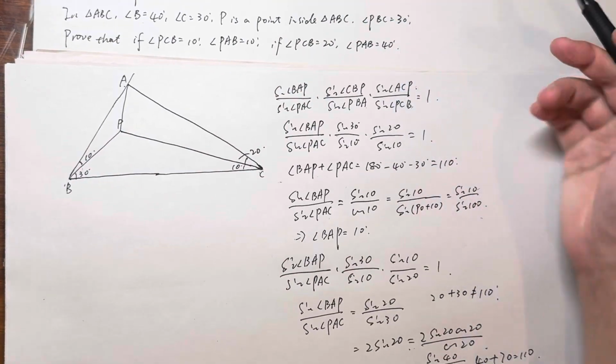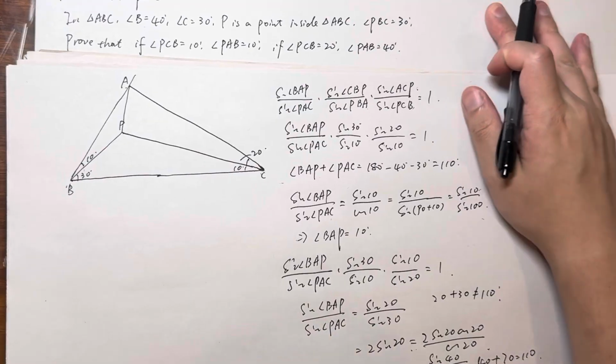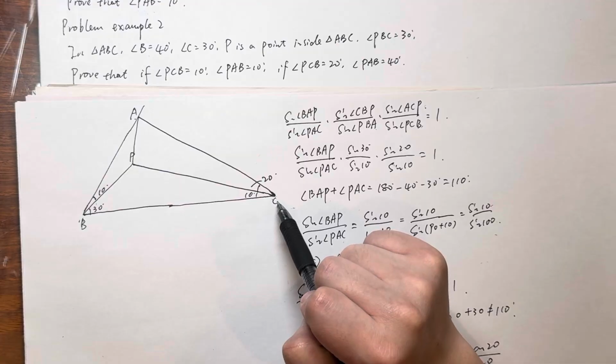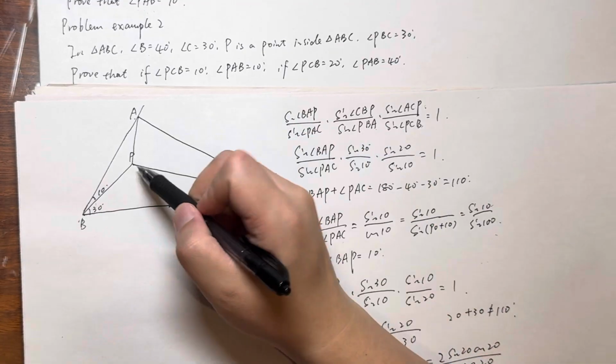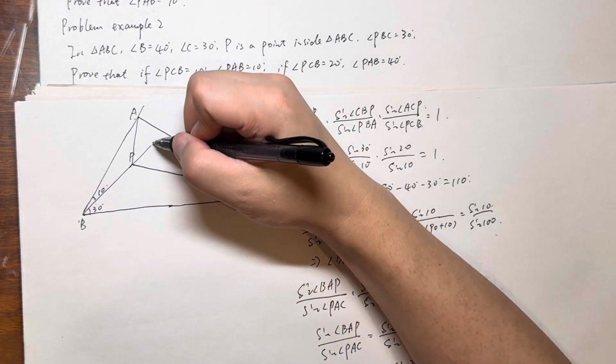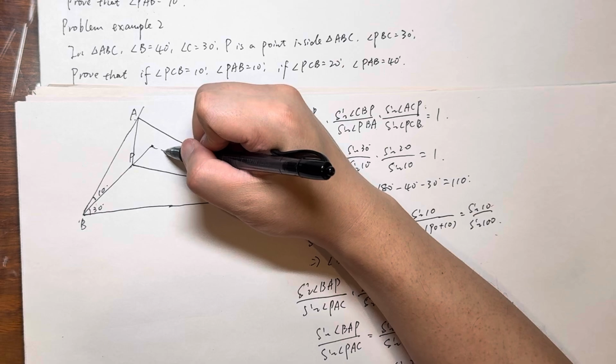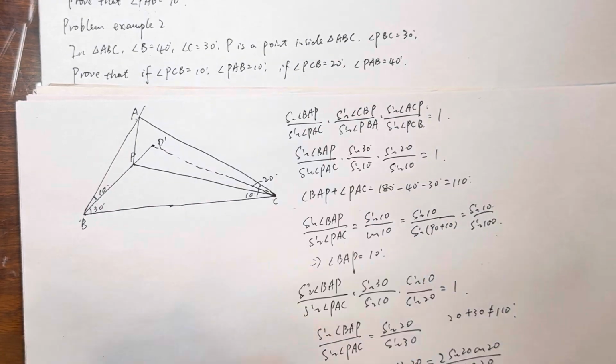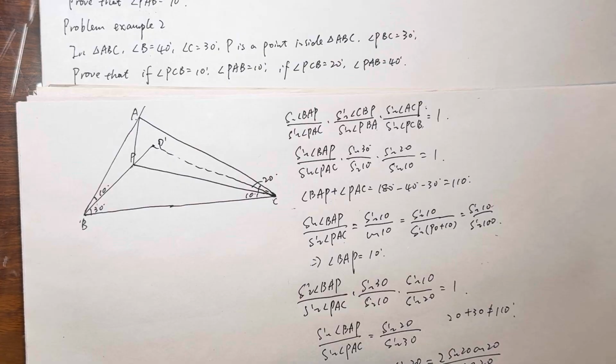Angle PAB equals 40 degrees. That means in the same triangle ABC, we can find two points that satisfy this as a lattice point with a specific angle. Okay?